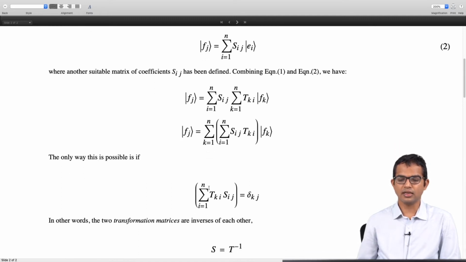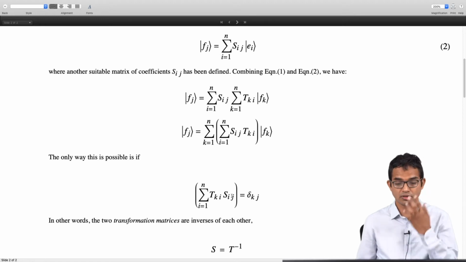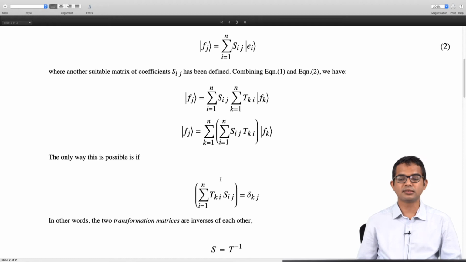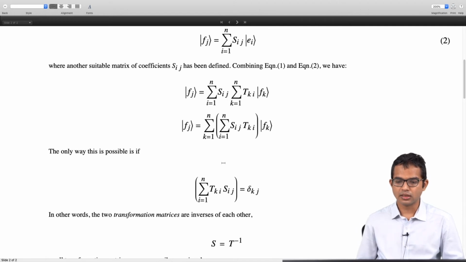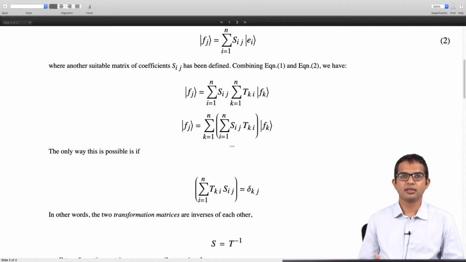Another way of saying this is that the matrix T times the matrix S is equal to the identity matrix, or equivalently S and T are inverses of each other. That is the connection between these two transformation matrices. When you go from one basis to the other, this basis transformation necessarily must be invertible. You cannot have any non-invertible transformation. If you go from one basis to another, then there is a way to get back to the original.